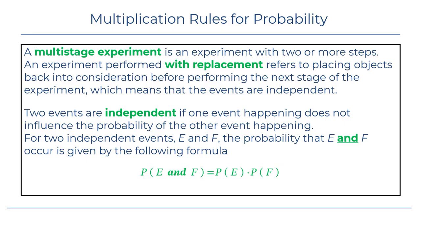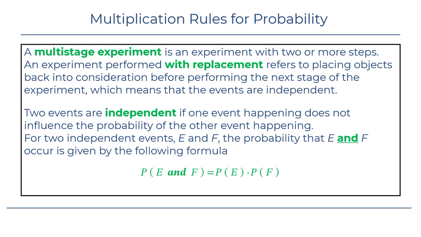We use the multiplication rule when you have a multi-stage experiment, which means there's more than one event occurring. Now, you could have an event that occurs with replacement or without, and we'll get more into that throughout this lesson. But an experiment performed with replacement refers to placing objects back into consideration before performing the next stage of the experiment. If I had a bag of marbles and I pulled out a red marble, before I pull out another marble, I would put that red marble back in. That is what with replacement means.